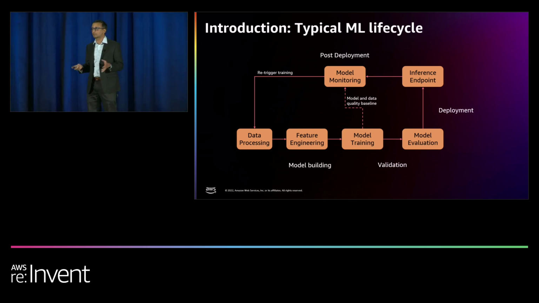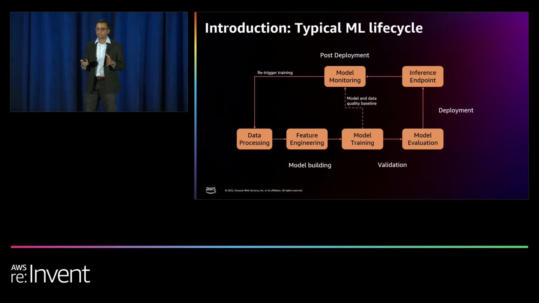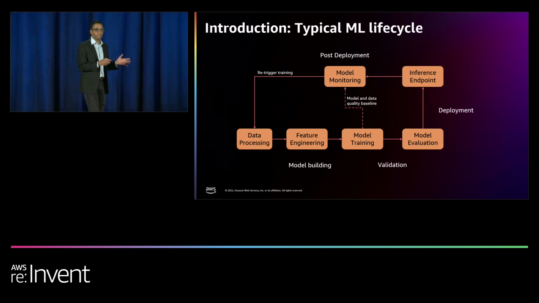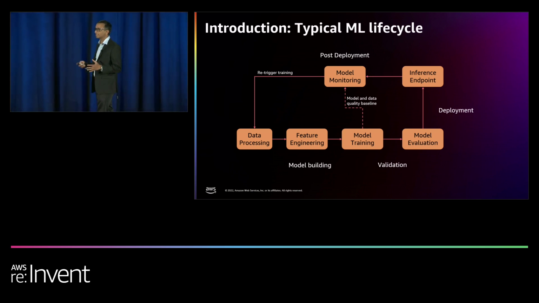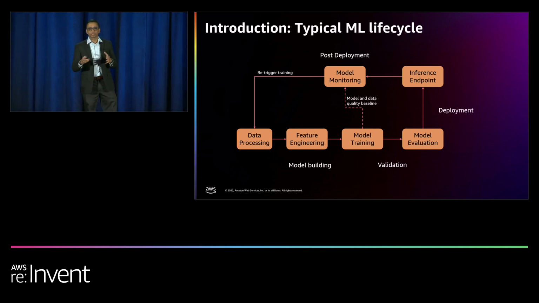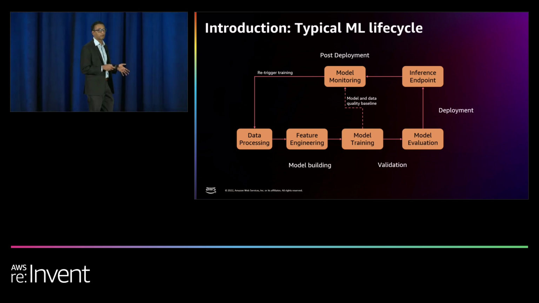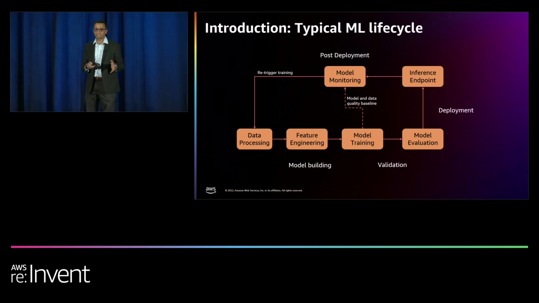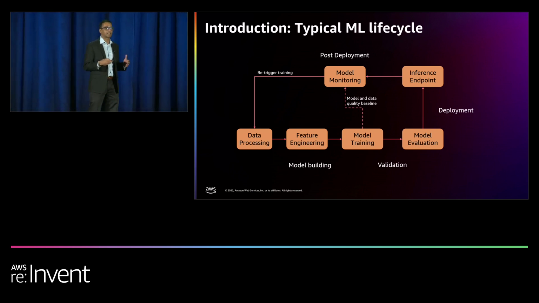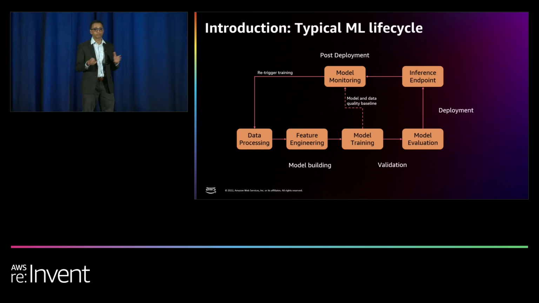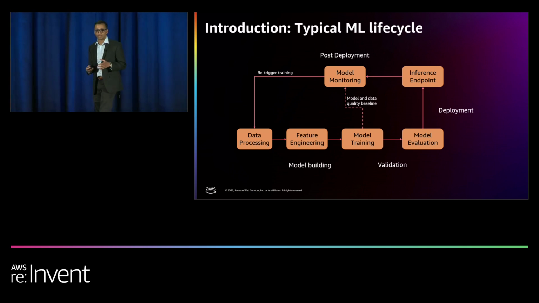Right? And then once you have rolled out that model, the job doesn't stop there. And then we enter the third phase, which is the post-deployment phase, where you're comparing the model that you have just launched. You're comparing the performance metrics along with the model quality baselines that you generated during the training step. And you're constantly making the decision of whether or not to re-trigger the whole process all over again.